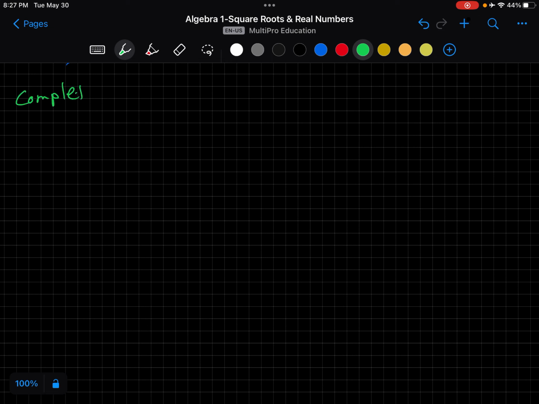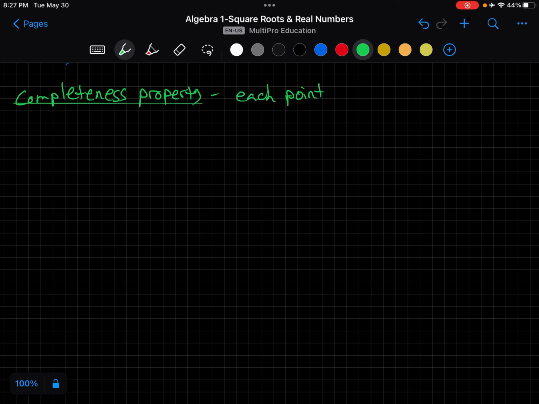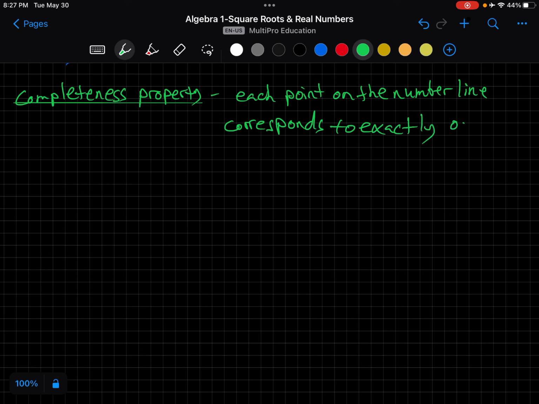All right, let's talk about another definition here. We have the completeness property. This is when each point on the number line corresponds to exactly one real number.